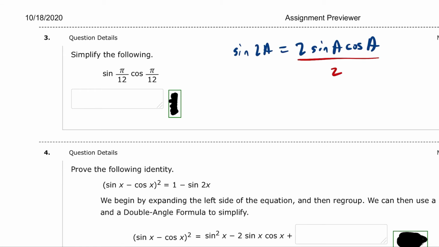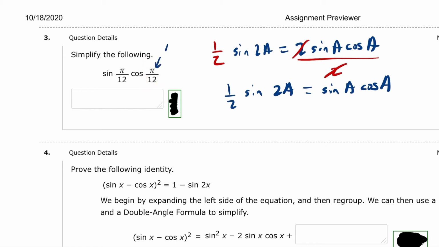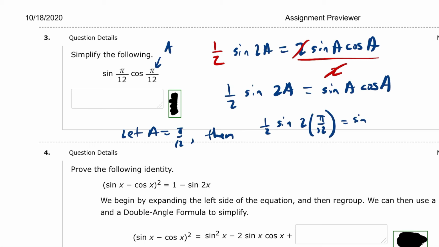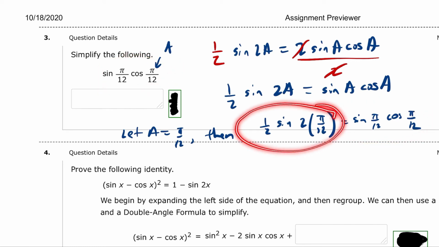And if you divide both sides by 2, then you'll get this formula. 1/2 sine of 2a is equal to sine of a cosine of a. And a is going to be pi over 12. All right, so let a equal pi over 12, then we have 1/2 sine of 2 times pi over 12 is equal to sine of pi over 12 cosine of pi over 12. This is exactly what we have on the right side, so our solution should be this.